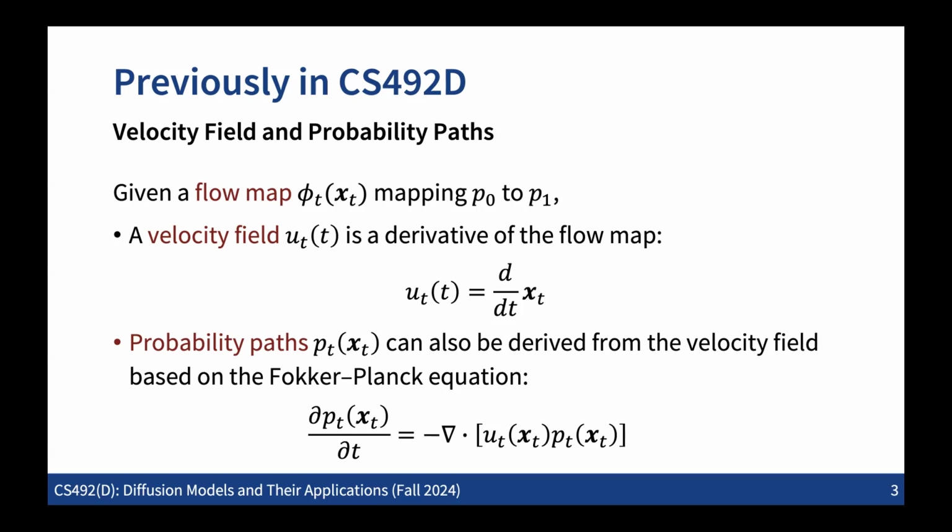The probability path over time, pt here, has a relationship with the vector field, and this relationship is represented by the Fokker-Planck equation as shown here. By solving this equation, we can find the corresponding vector field from the given probability path, and we can also do it the other way around. So we have this relationship between the two.